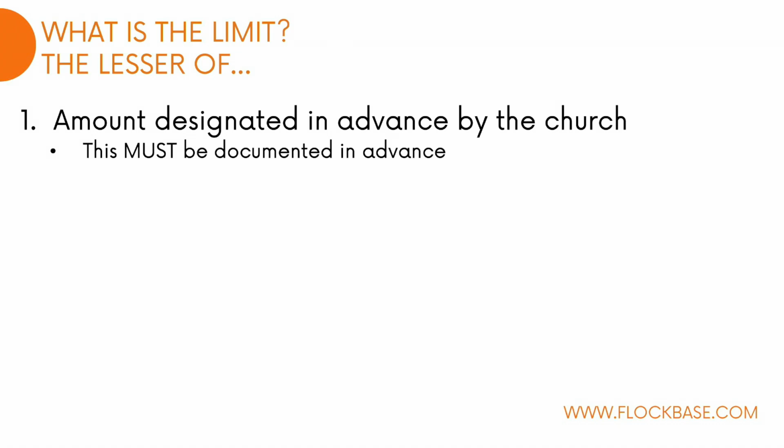The first limit is the amount properly designated. You've got to get the amount designated somewhere in the documentation of the church, whether that's finance committee meeting minutes, some sort of agreement between the minister and the church, or the church budget. There are various places it could be documented, but the amount must be documented, and it must be documented in advance of being paid. So you can't make a retroactive housing allowance designation.